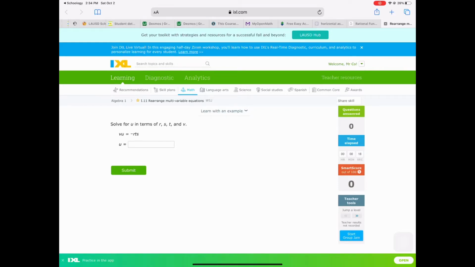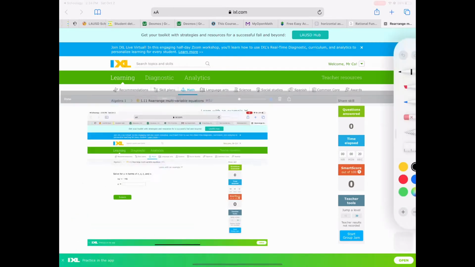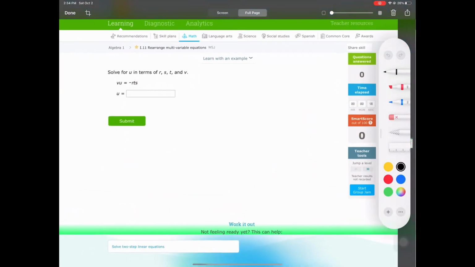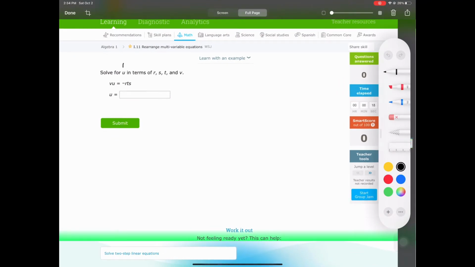Okay, we're going to go ahead and solve for the letter given here. In this case, it's going to be the letter U. It says solve for U in terms of R, S, T, and V. Right? So that's our letter U, and we can see U in the problem on the left-hand side here.